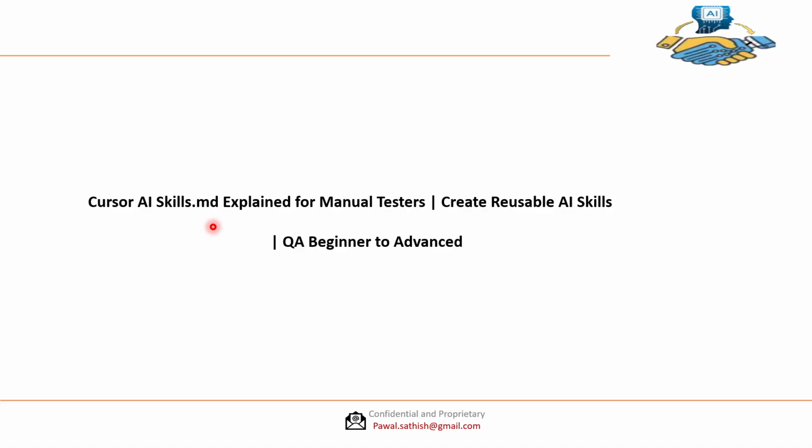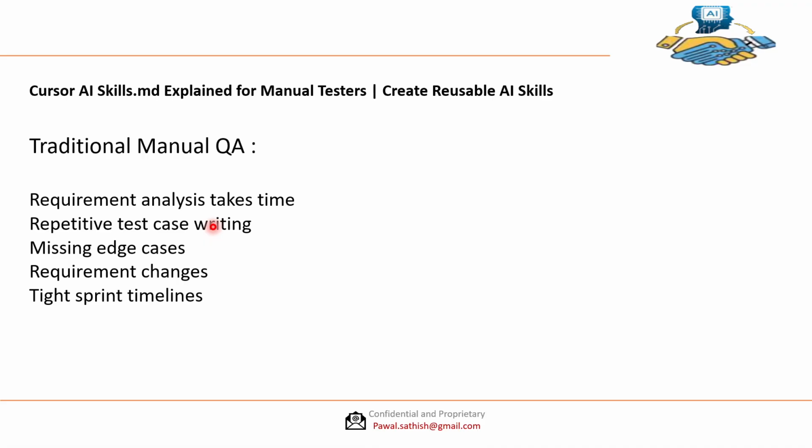Suppose we need to create test cases. As we saw in the last session, the traditional manual QA approach is that we understand the requirements, then we start identifying the test scenarios and writing test cases. Then we also identify the missing edge cases. And if any requirements get changed, we repeat the same things: requirement analysis, then test case modification or adding. And it takes a lot of time.